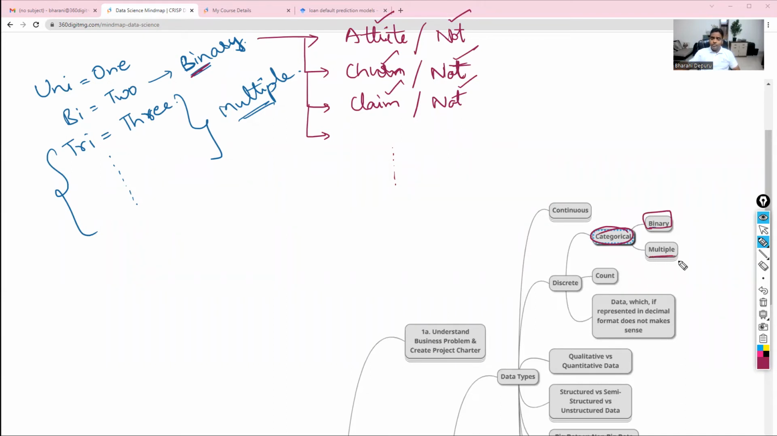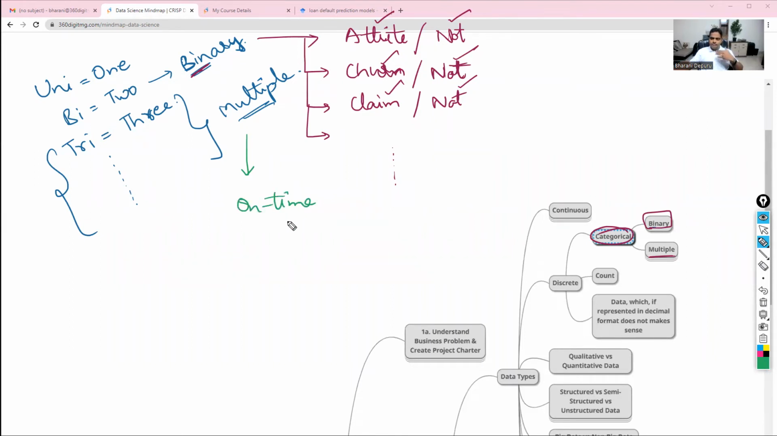You might have multiple categories as well. For example, would a person repay the loan on time?